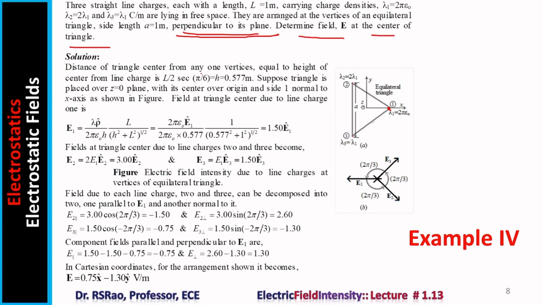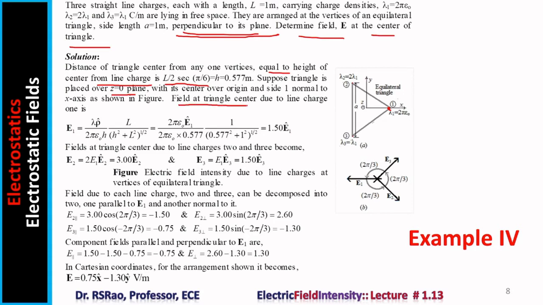The distance of the triangle center from any one vertex, which is equal to the height of the center from the line charge, is L by 2 secant pi by 6. It is 0.577 meters. Suppose the triangle is placed over the Z equal to 0 plane, that is the XY plane, with its center over the origin and side 1 normal to the x-axis as shown in the figure.